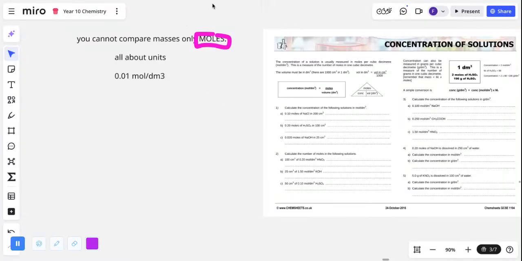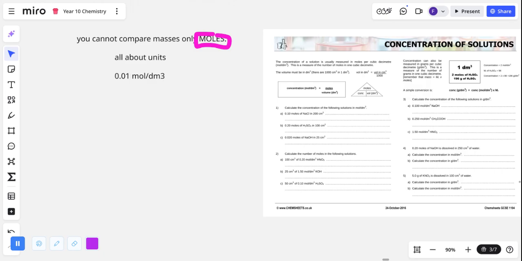So I'm really going to talk about what that means. I'm going to talk about how to switch and what the problems are. And actually, you know what? I'm just going to tell you. Okay, so what this unit means about concentrations is 0.01 moles per dm cubed. That's how you say it.